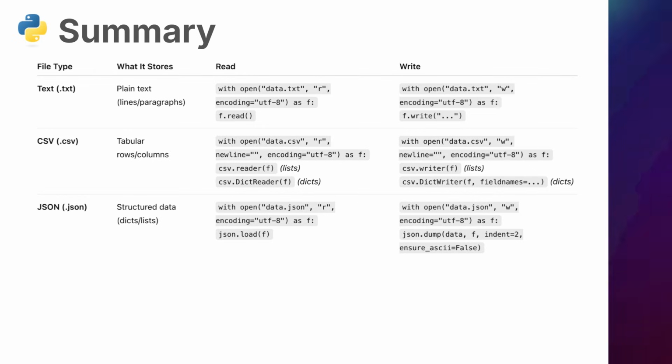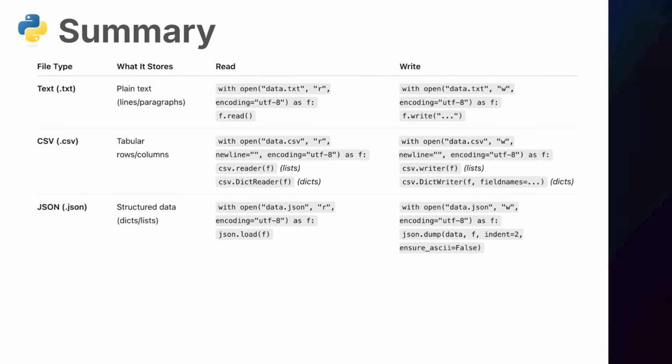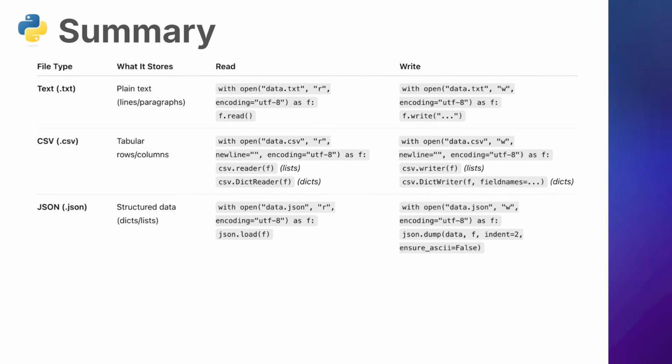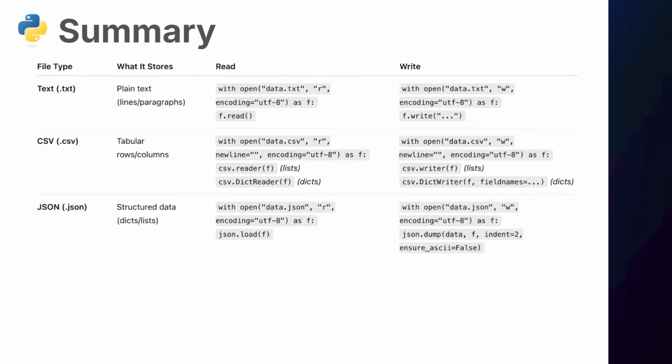Next, CSV. Great for tables, rows, and columns. Open with newline equals blank and encoding. Read with csv.reader for lists or csv.DictReader for named columns. Write with csv.writer for lists or csv.DictWriter for dictionaries. We'll learn pandas for fast data analysis later, but the built-in csv module is perfect for fundamentals.